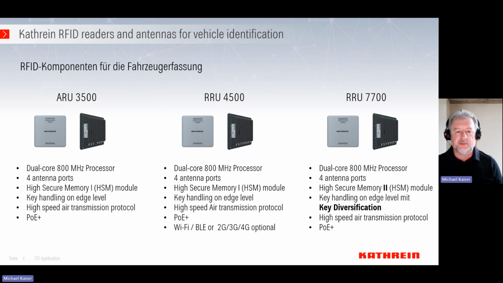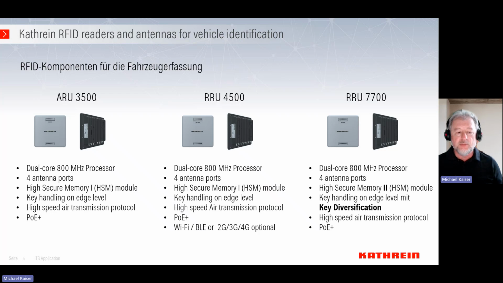The ARU 3500 is the antenna reader unit. So it's an antenna integrated with the reader. We have one unit in a compact housing. We have a dual core 800 megahertz processor. Oh, there's an error here, I have to correct it. This is an integrated antenna, as I said, a 7-degree antenna with 3 external ports. This is the unique thing for the ARU 3500.